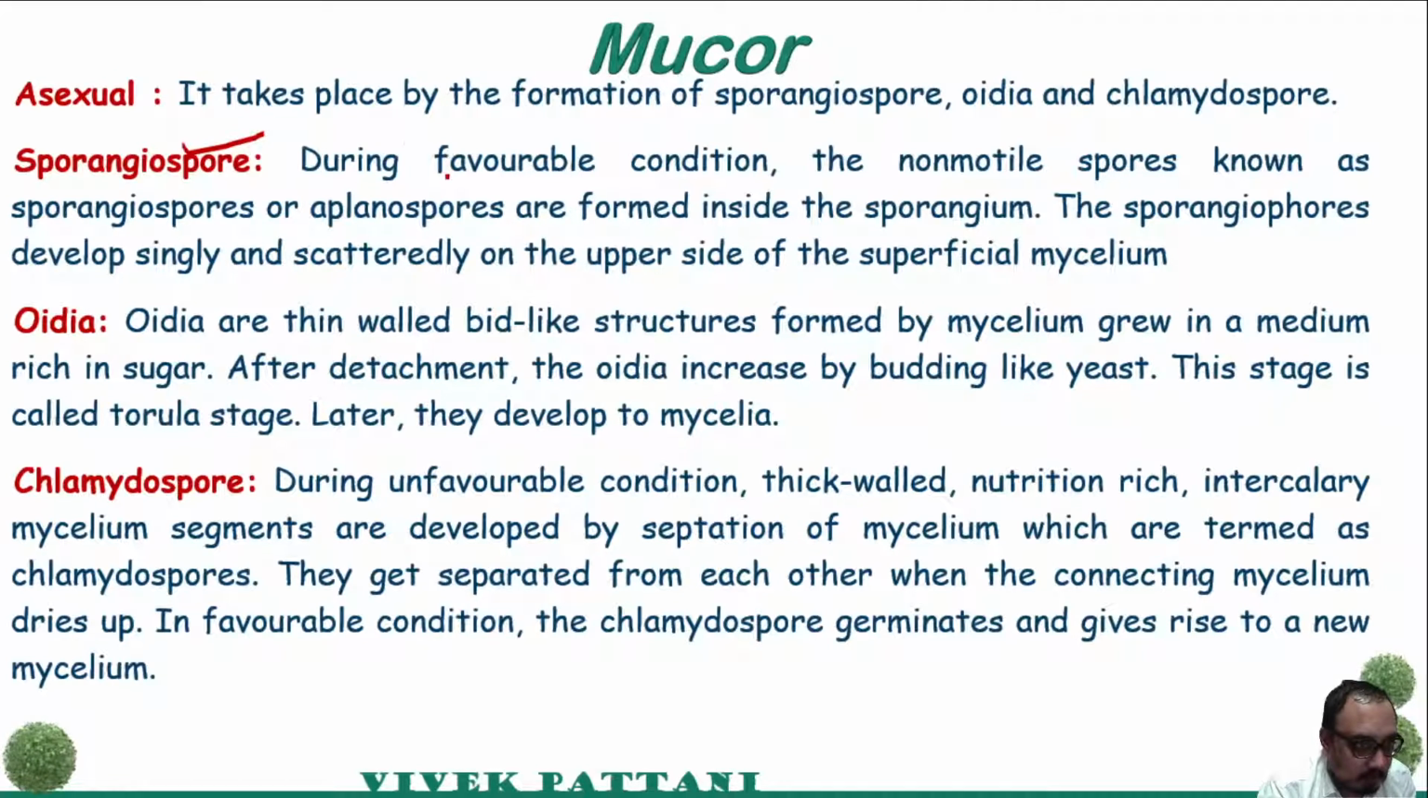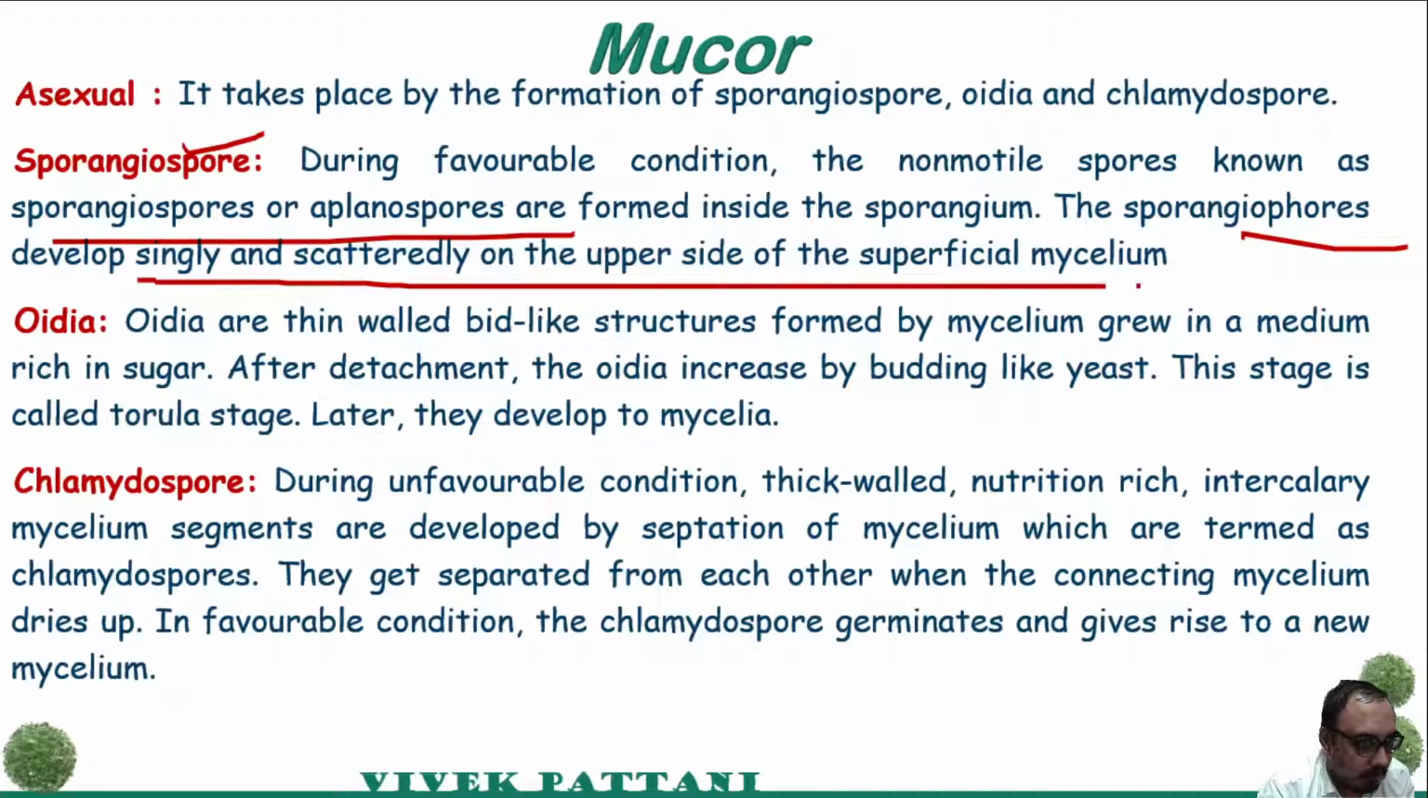During favorable conditions, the non-motile spores known as sporangiospores or aplanospores are formed inside the sporangium, and the sporangiophores develop singly or scatteredly on the upper side of the mycelium, which we have already seen in the diagram. Now next comes the oidia.